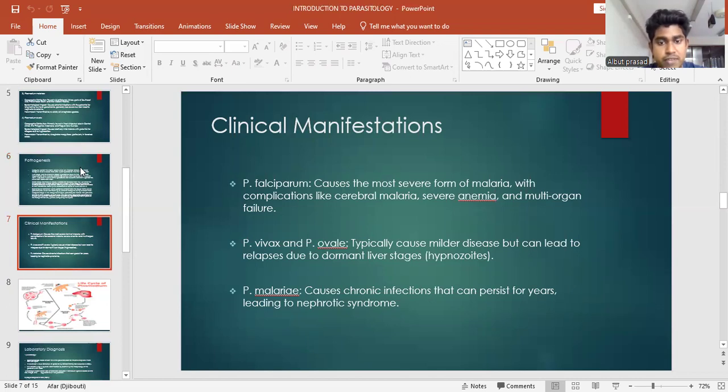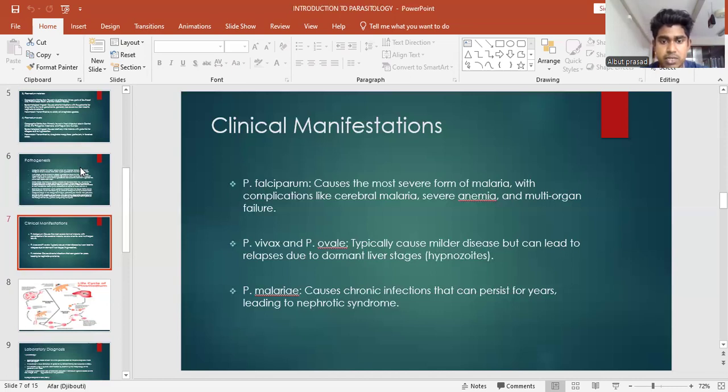Then the Plasmodium vivax and Plasmodium ovale typically cause milder disease but can lead to relapses due to dormant liver stages, or the hypnozoites. So these Plasmodium vivax and Plasmodium ovale are like dormant species. They will remain there until they find a suitable time to become reactive once again. And lastly is Plasmodium malariae, which causes chronic infections that can persist for years, leading to nephrotic syndrome.